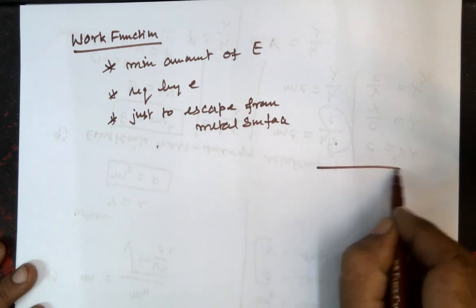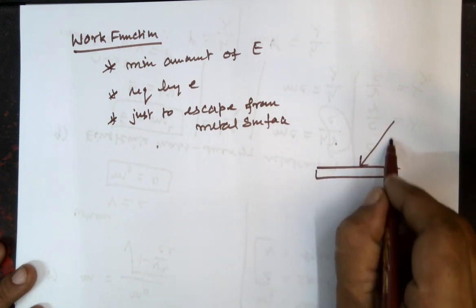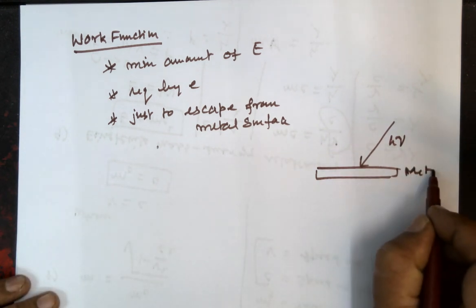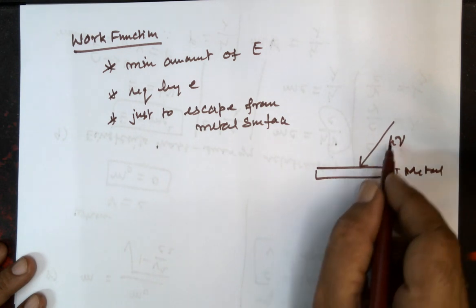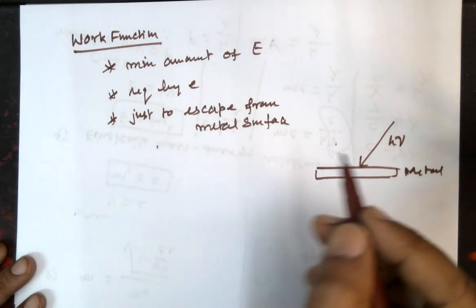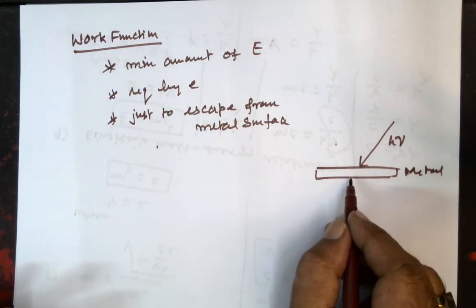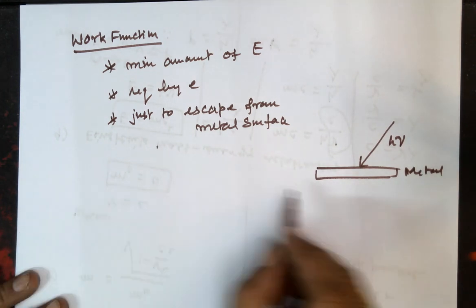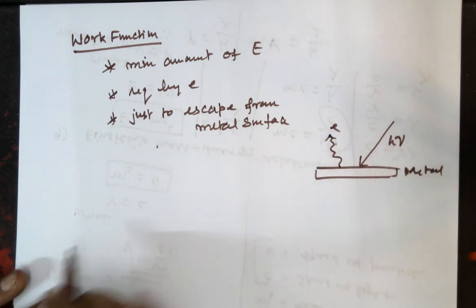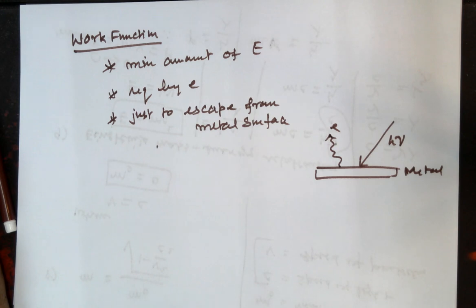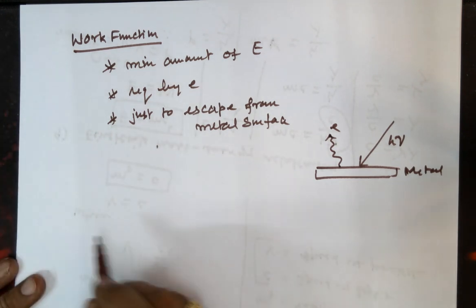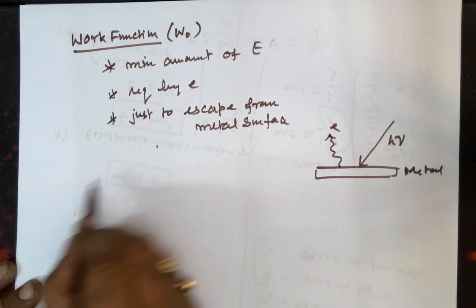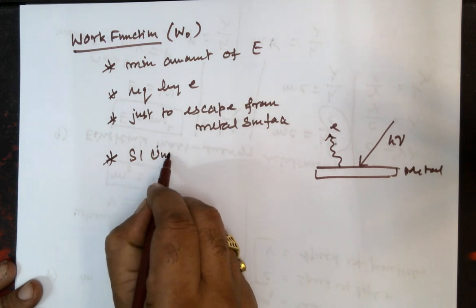For example, let me have the metal surface like this, and you are attacking with a light. So a light is incident on the metal surface. You cannot expect the entire energy to be used up and all the electrons to be kicked out. Not like that. Some amount of energy is required to accelerate this electron, and that is called work function. Clear? So that some electrons will be moving from the surface of the metal. This work function is represented as W naught, and its SI unit is electron volt.